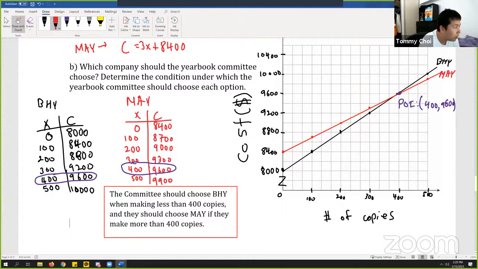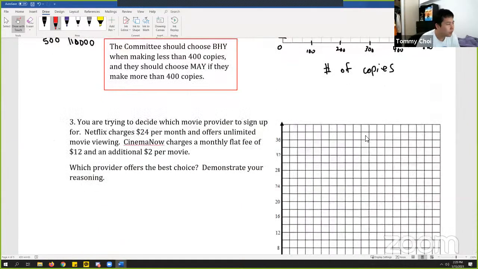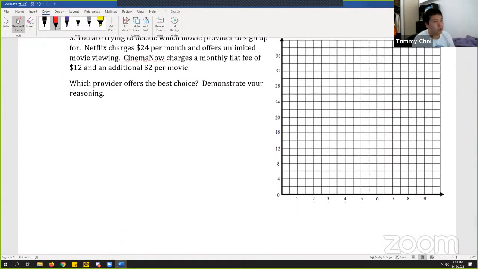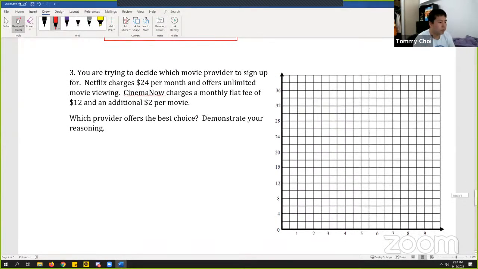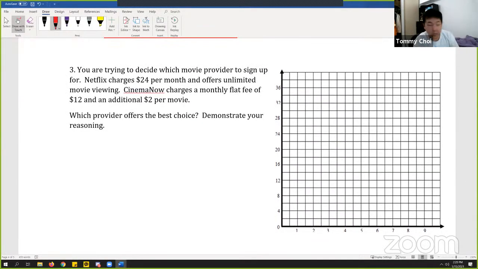Okay. We're going to move down into question 2. But before we do that, does anyone have any questions? All right, looks like there are no questions. We're going to move to question 3. All right, this is the Netflix one. You guys are lucky the scale is made for you.